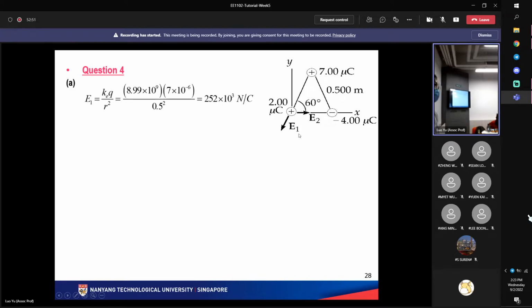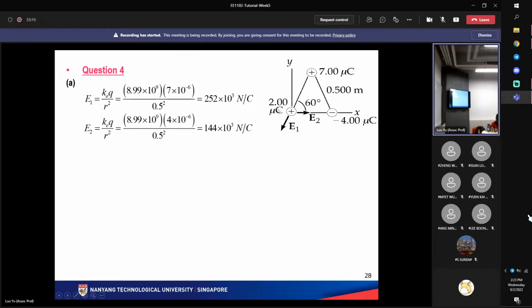So we first apply Coulomb's formula to get the magnitude of E1 and E2. This is what I said in my step 1, right? Okay? So E1 is equal to this. E2 is also kQ divided by r squared, so we get this. So this is the magnitude. Now we need to decompose E1 and E2 into the X and Y components.